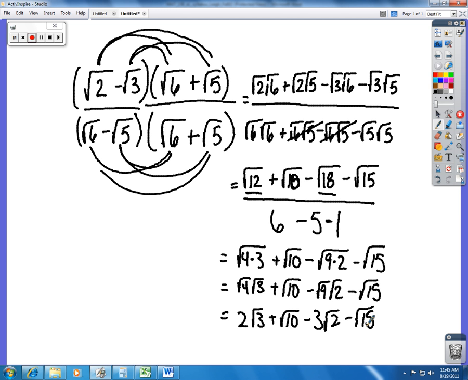Now, I know it seems rather strange, but this is as simplified as this problem gets. Again, because unless these numbers underneath the radicals all match, you cannot combine them. They are not like terms. So again, that's as simplified as this problem can get. And that's the last problem I'm doing from this section. So please let me know if you have any questions.